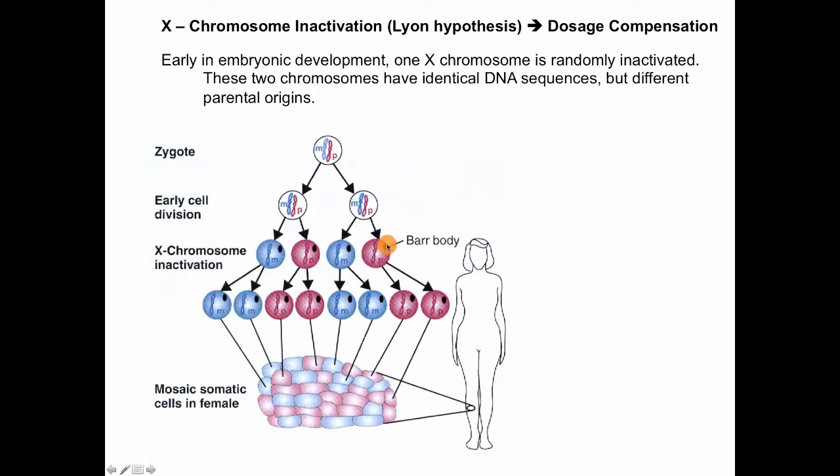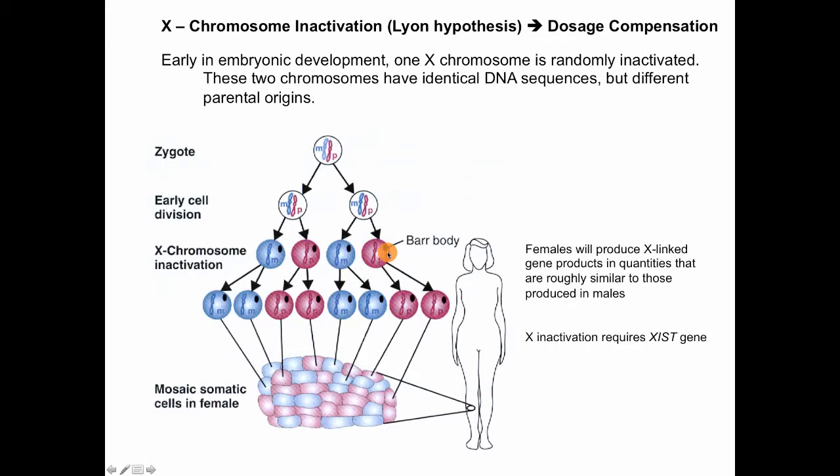And we know that in some cells you find a bar body. The bar body is the representation of the inactive X chromosome. Now, females will produce X-linked gene products in quantities that are relatively similar to those that are produced in males that have only one X chromosome. That's because all of the genes on the inactive X chromosome are turned off, or I should say most of the genes are turned off, and that's going to require special gene products, and we'll talk about that later in our course.